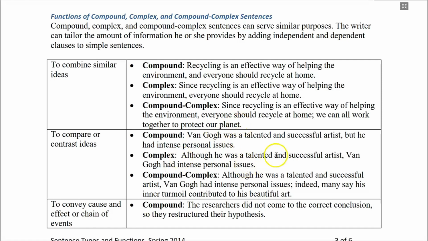Van Gogh was a talented, successful artist, but he had intense personal issues. Complex, we read, although he was a talented and successful artist, Van Gogh had intense personal issues. Compound complex, we say, although he was a talented and successful artist, Van Gogh had intense personal issues. Indeed, many say his inner turmoil contributed to his beautiful art.